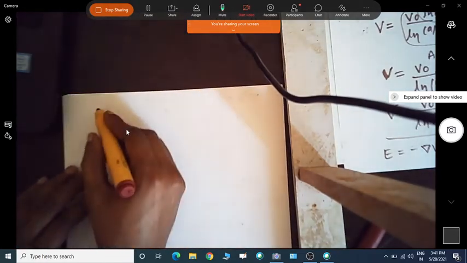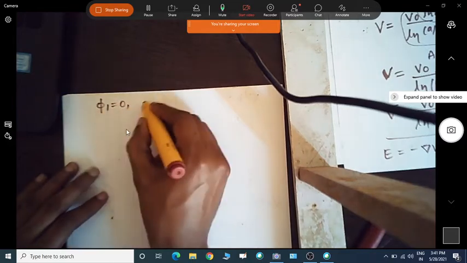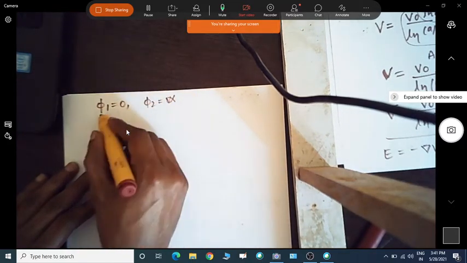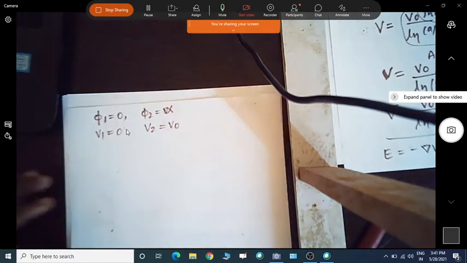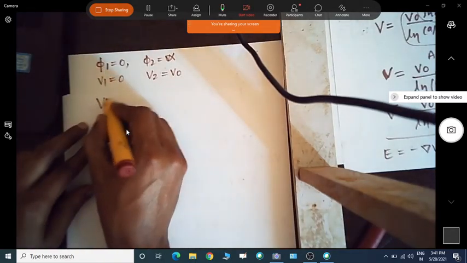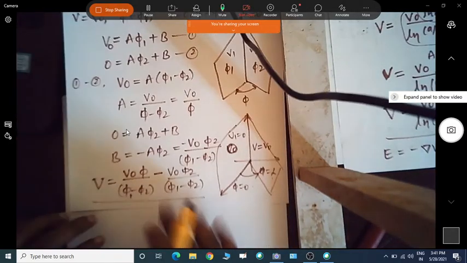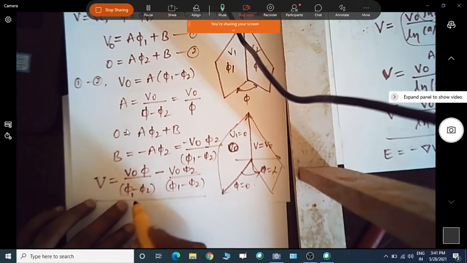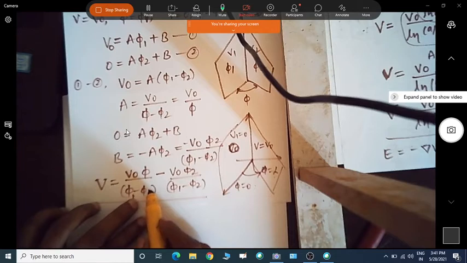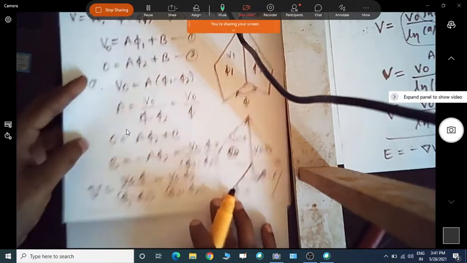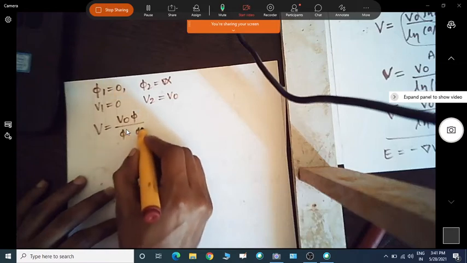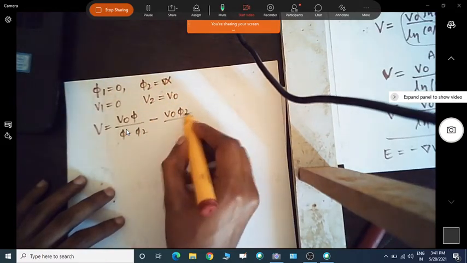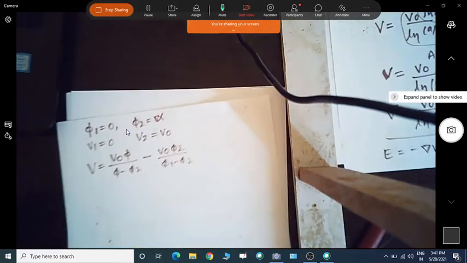Okay, if I have phi 1 equal to 0 and phi 2 equal to alpha, with v1 equal to 0 and v2 equal to v naught, we can substitute. So we are going to get v equal to, now you can see here, if I substitute phi, it is alpha, and phi 1 is 0, phi 2 is alpha. This v naught alpha by alpha will cancel. Generally we can write v naught phi divided by phi 1 minus phi 2 minus v naught phi 2 divided by phi 1 minus phi 2. So this is what we will have.